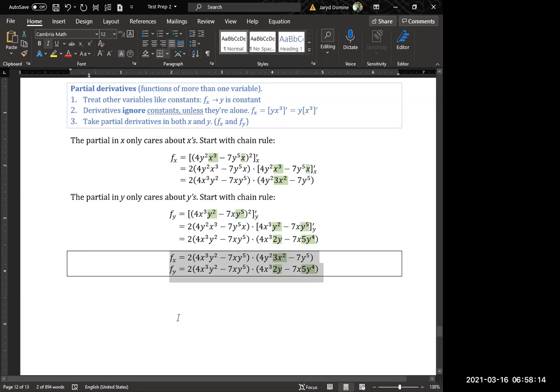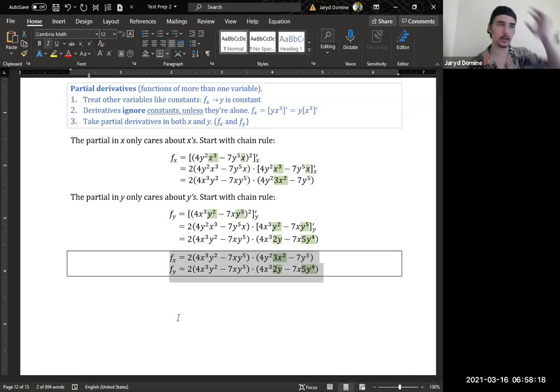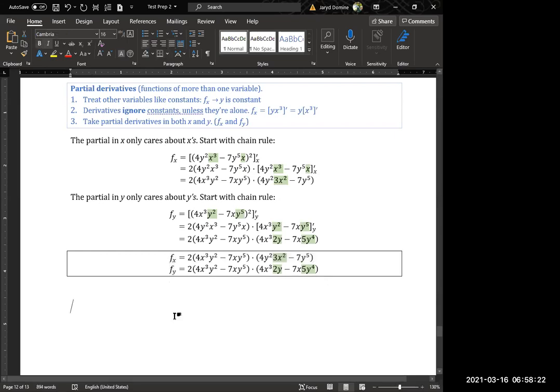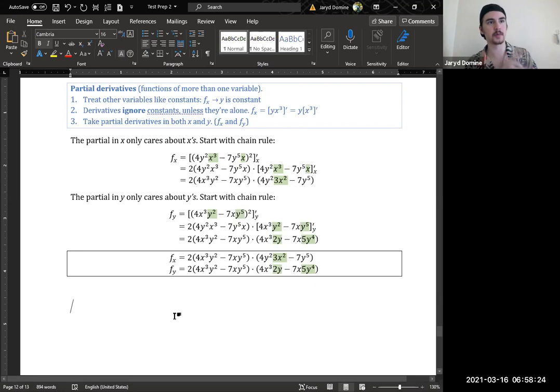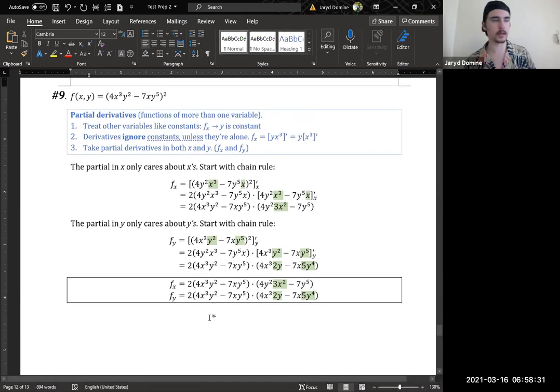In our answer, do we have to rewrite it as x going before y, or does it matter? No, that won't matter. Multiplication does not care about the order that you're in, so xy is the same as yx. Okay, any questions about number 9? Okay, I can look at this more later if y'all want.